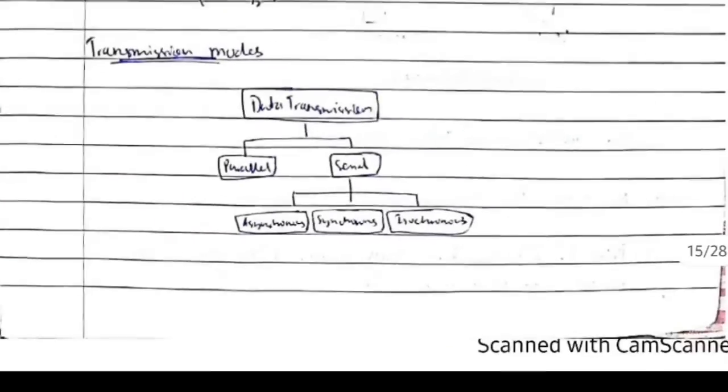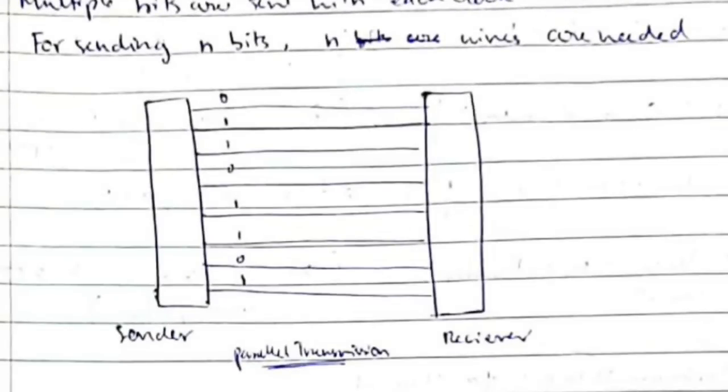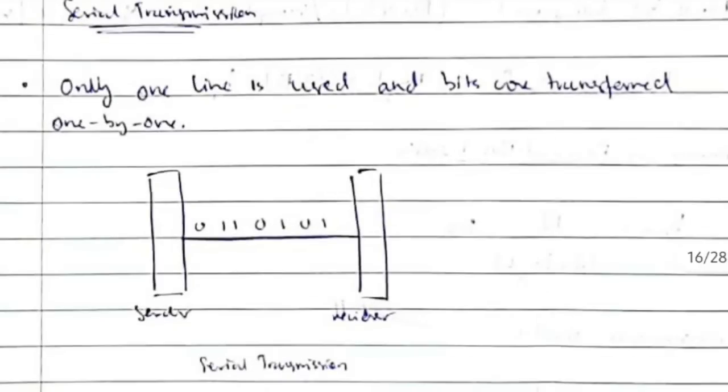Parallel is nothing but the parallel transmission of bits. It means if you have to transmit n bits, we need n wires, and all of them will be transmitted at a single time. So that's parallel transmission. And serial transmission means only one wire will be there and each bit will be transferred one by one.